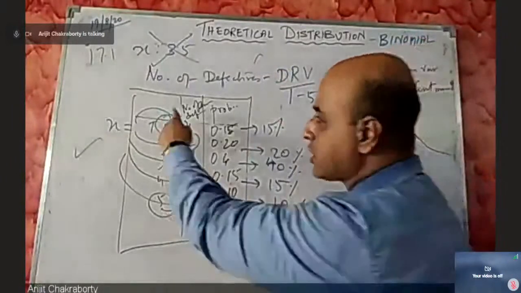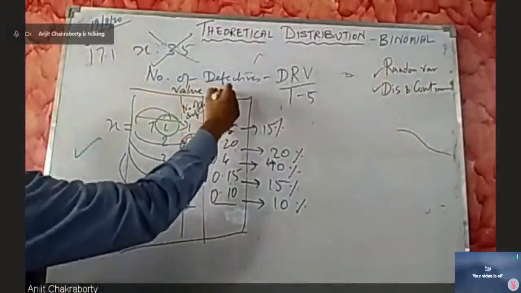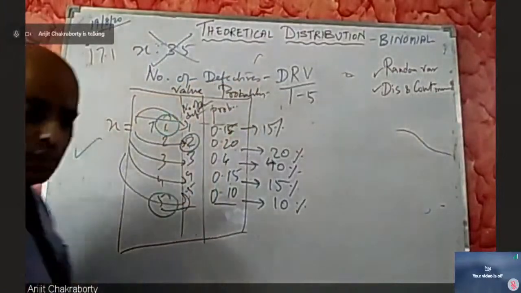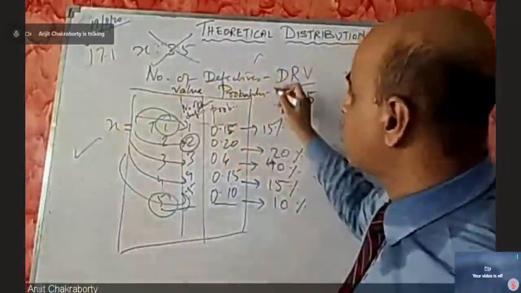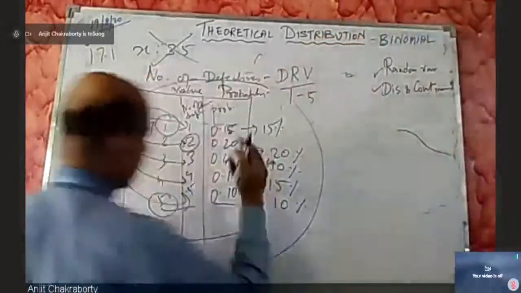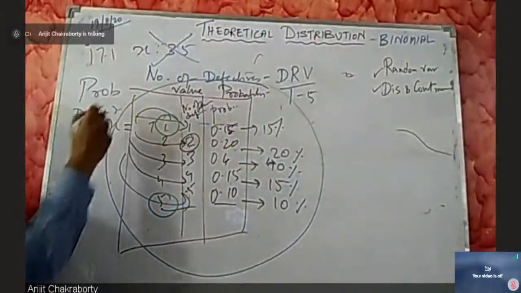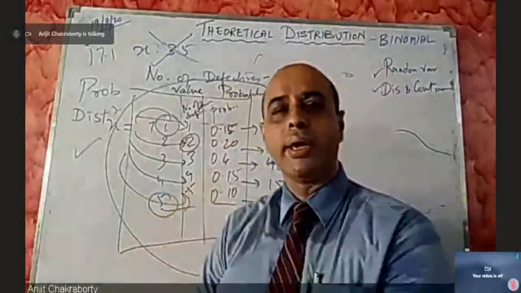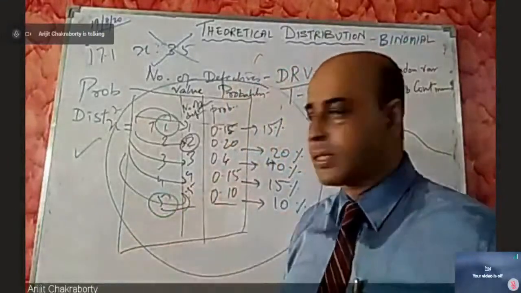So these are the values, and this is the probability. Together what you get is a probability distribution. So this entire work that I have done here is nothing but a probability distribution. I hope you are able to understand. This is the simplest way which I can think of in which you can understand the concept of probability distribution.